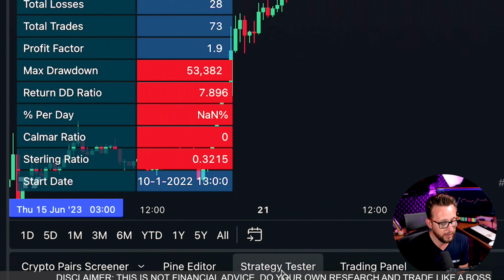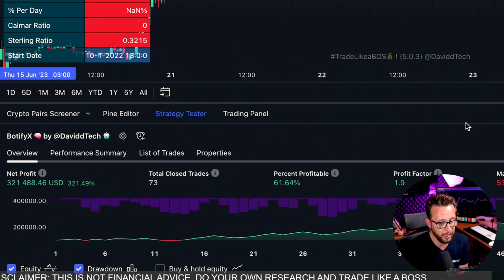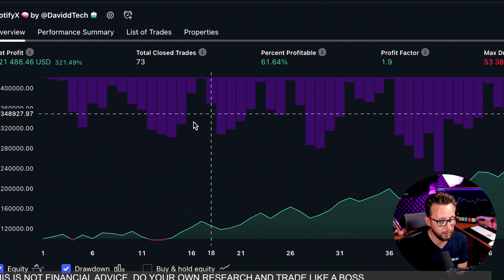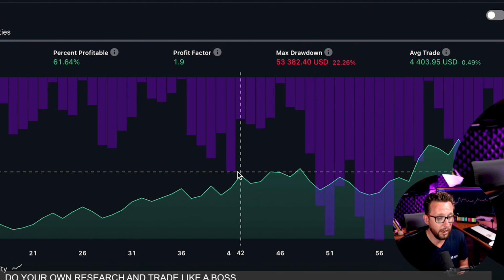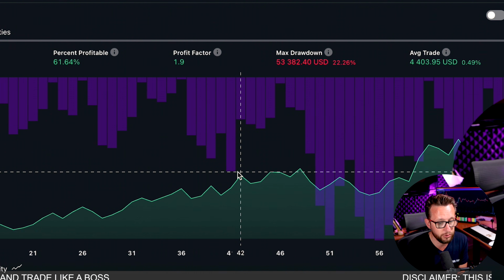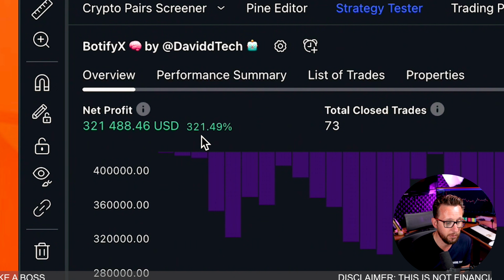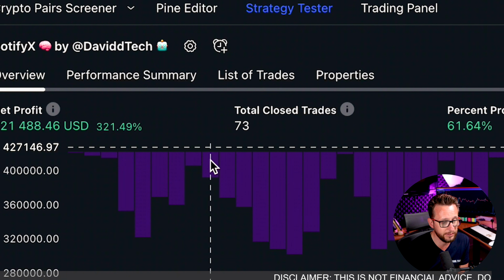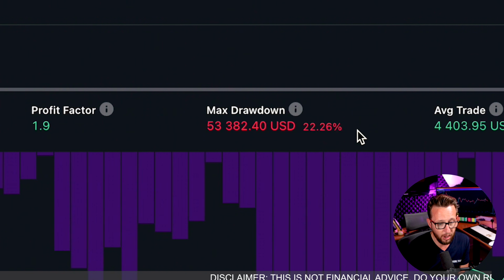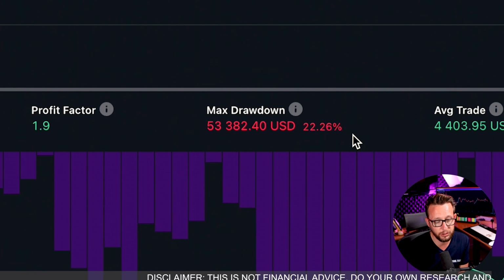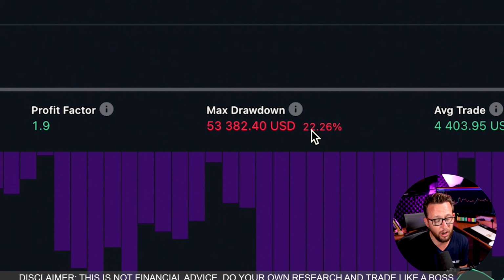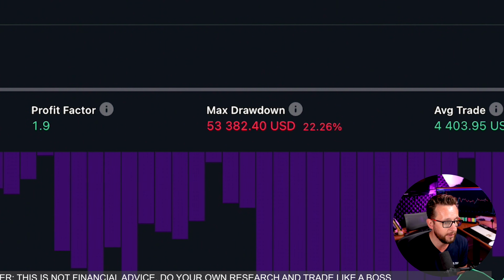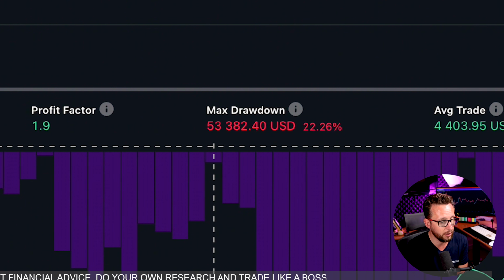If I go over to the trading panel, as you can see, our equity curve looks pretty good. There are some dipping areas, but that is something that I look for as well, because anything that looks too good to be true probably is too good to be true. We have 321% net profit, 73 trades as I said earlier. Our max drawdown was 22%. You've got to remember we're using leverage here, so it's a little bit high maybe for some people, but if you're using leverage, it's not as bad as it looks, I guess.